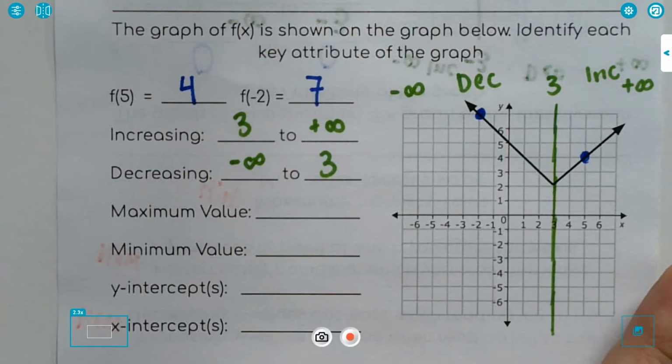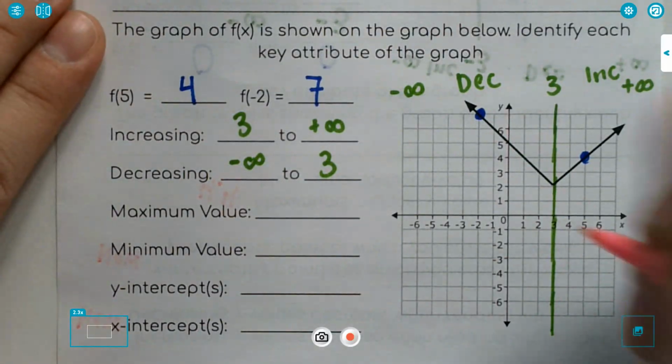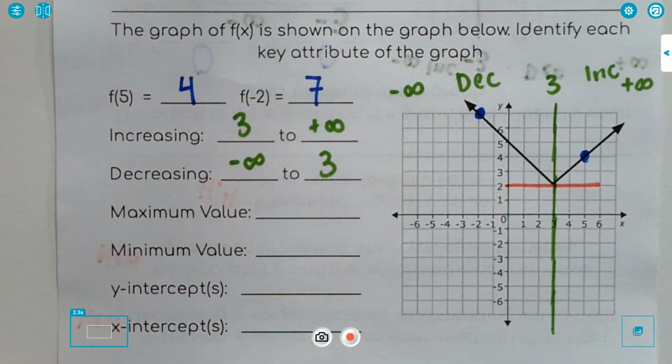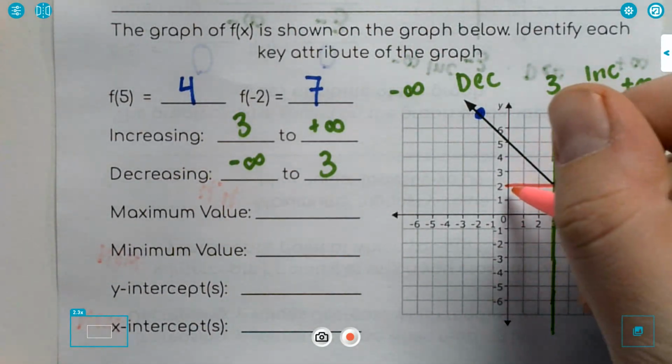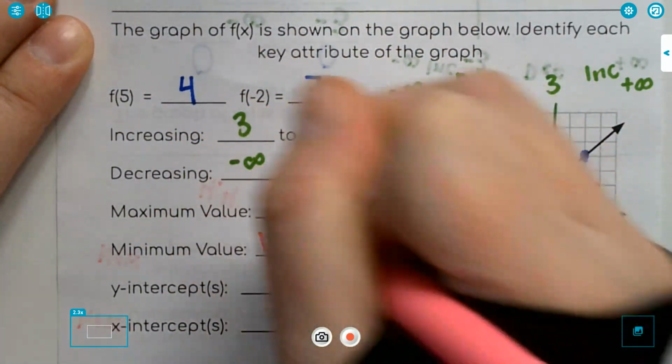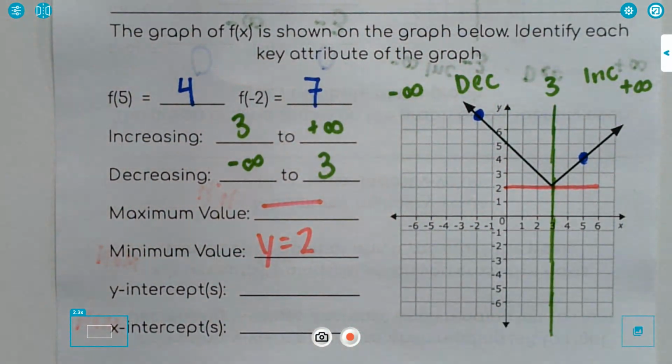Point up or down. Okay, I agree. It has a minimum. Hold up your fingers. What is my minimum at? Okay, we want the y value of our minimum. So I see some 2s and I see some 3s. We want the y value of our minimum. Our y value is 2. So our minimum value is y equals 2. We do not have a maximum value.